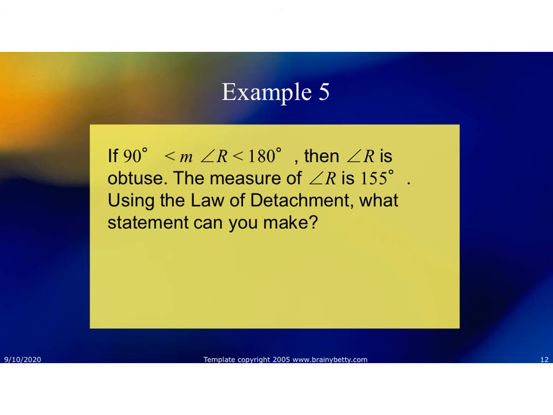Next is an example of the law of detachment. So here it says, if 90 degrees is less than the measure of angle R, which is less than 180, then angle R is obtuse. Now the next statement they're telling us, the measure of R is 155. So what conclusion or statement can you make? Then you can go back and say that angle R is obtuse.